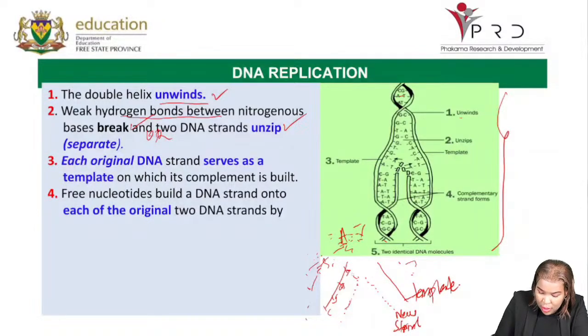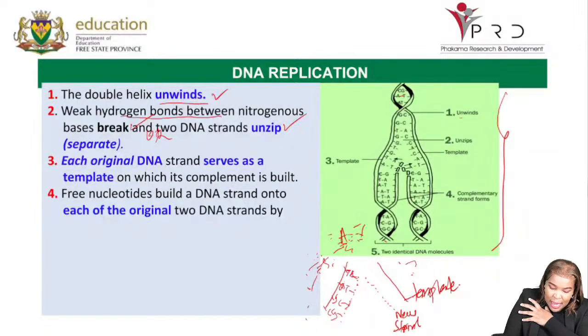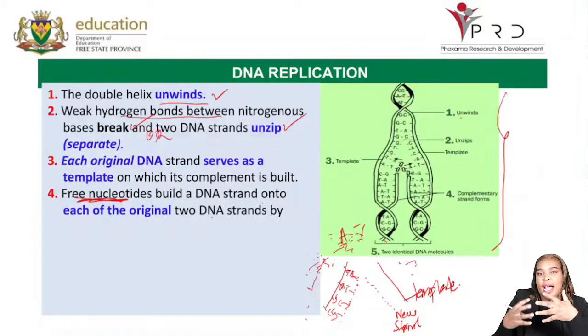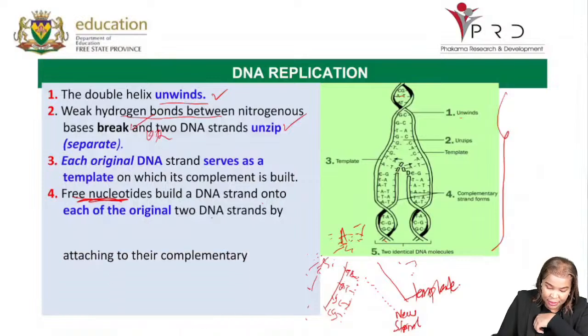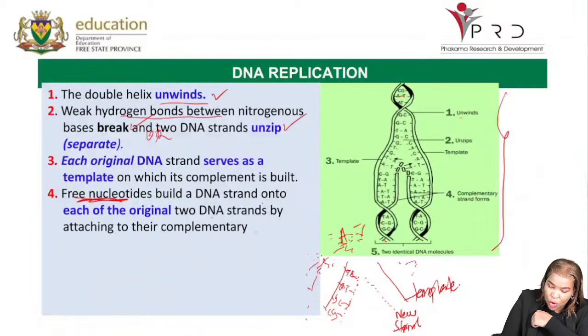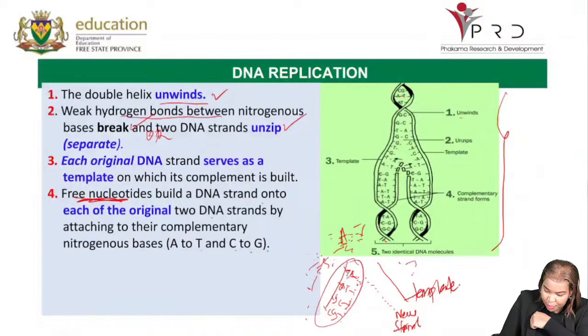So it will come here. A that is floating will come here. T that is floating will come here. C that is floating will come here. G that is floating will come here. So this is what is meant by free nucleotides build DNA strand onto the original strand because they are complementary, attaching to their complementary ones. So this is what we've just explained here. Then after that, this is an example to say A pairs to T and C pairs to G. We've just done that here.